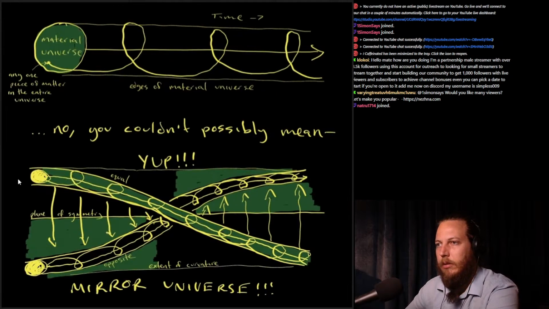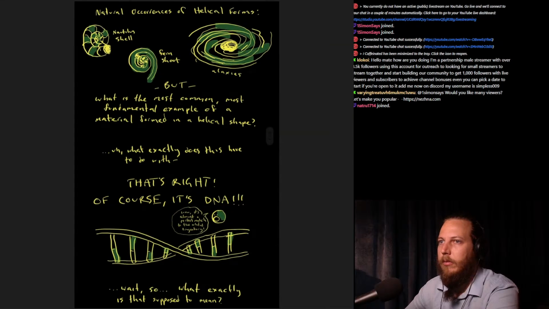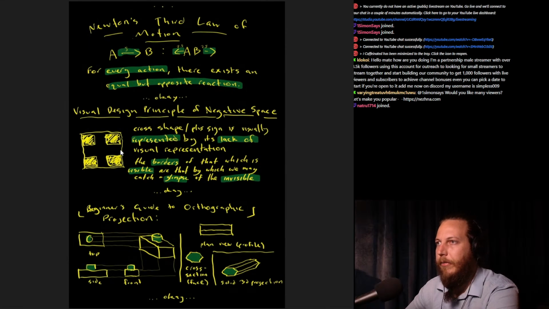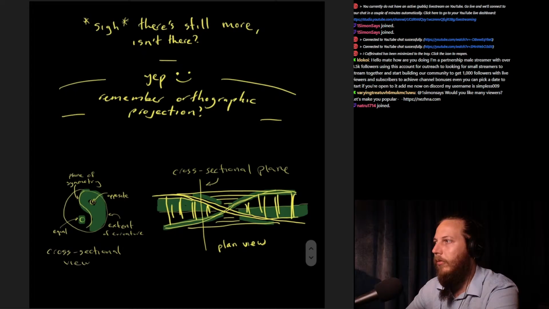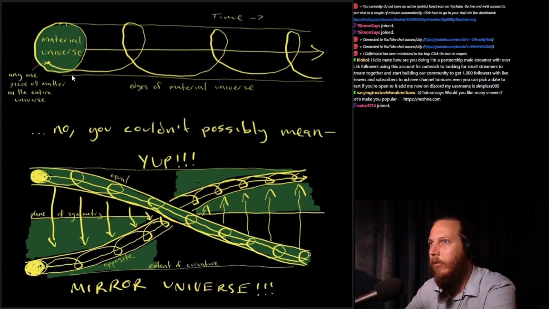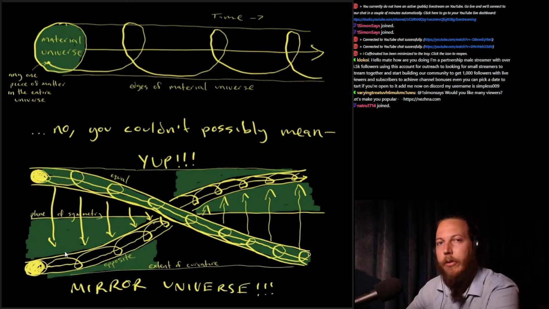So that implies, with the concept of negative space and Newton's third law of motion, it implies the existence of an equal and opposite reaction to our universe. So that suggests the existence of a mirror universe. And here's the plane of symmetry. So remember, this is the plan view, and here's the universe, and here's the mirror universe, the equal and opposite.